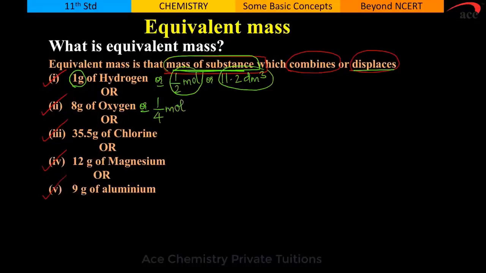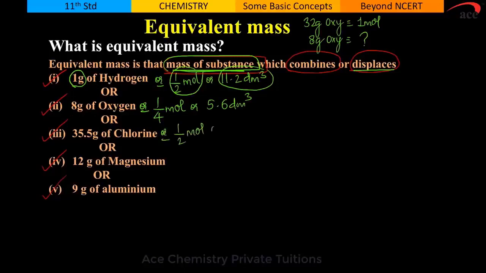Similarly, 8 gram of oxygen or 1/4 mole of oxygen. But why so? Because 32 gram of oxygen is actually 1 mole. So, naturally 8 gram of oxygen will be how much mole? Yes, 1/4 mole or 5.6 decimeter cube.